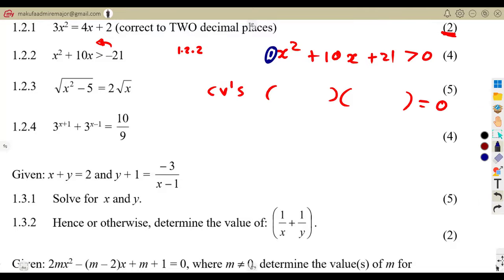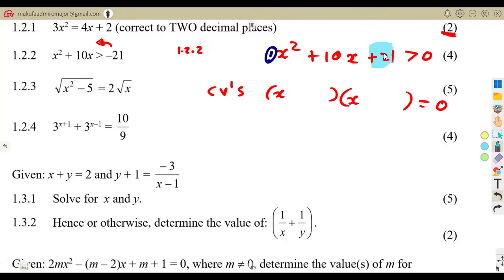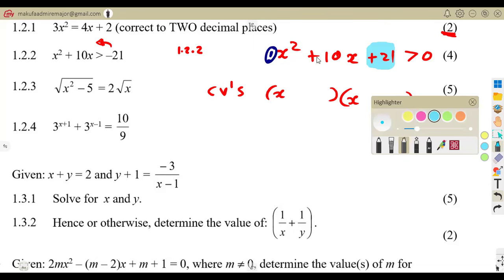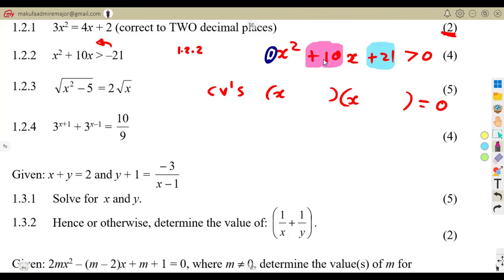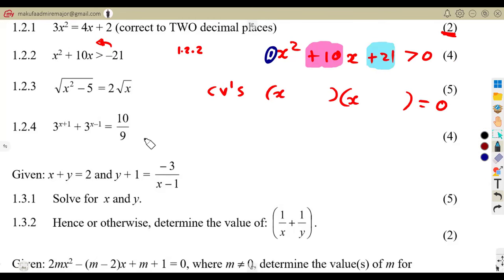So we can simply have two brackets with an x here and another x here. Let's focus on our constant term, which is negative 21. What are the factors of negative 21 which will add up to a positive 10? So we need two numbers; you multiply them, you get 21, so that's 7 and 3. You add, you obtain 10. So that's a 7 and a 3.